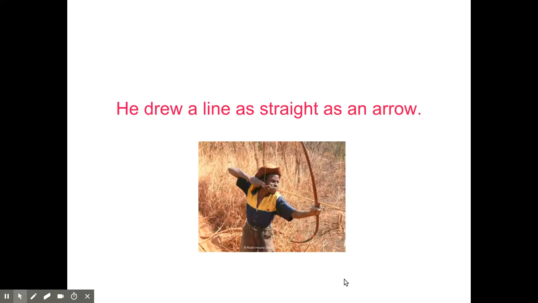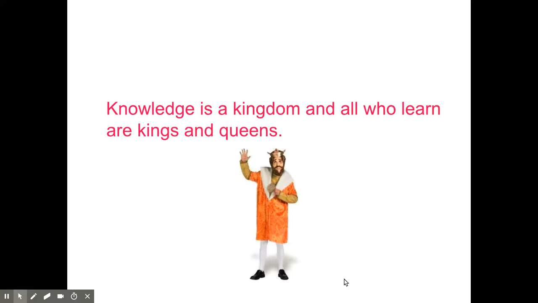Let's quick review. He drew a line as straight as an arrow. What do you think? If you said it was a simile, you are correct. You've got the line being as straight as an arrow. You've got the words as your clue words. Knowledge is a kingdom, and all who learn are kings and queens. If you said this was a metaphor, you are correct because you're comparing knowledge to a kingdom. And the people who learn are kings and queens.